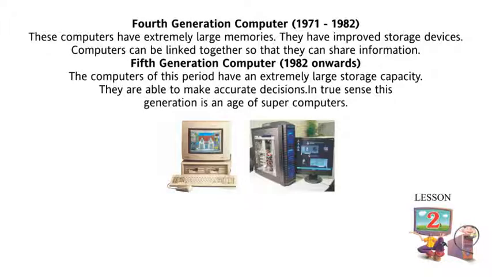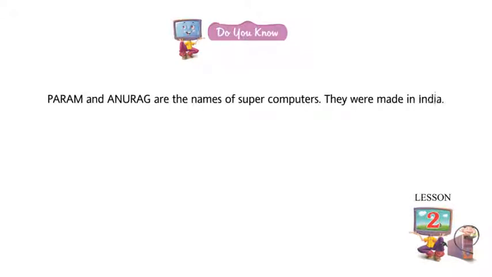Fifth generation computers, 1982 onwards. The computers of this period have an extremely large storage capacity. They are able to make accurate decisions. In the true sense, this generation is an age of supercomputers. Do you know? Param and Anurag are the names of supercomputers. They were made in India.